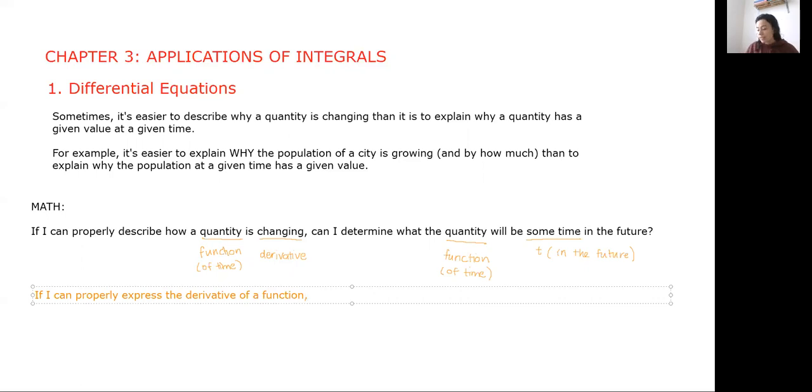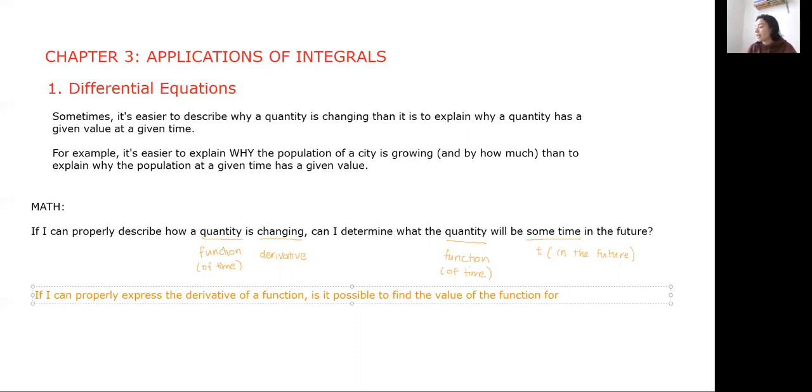which is equivalent to saying, if I can properly describe how a quantity is changing, so these two things are the same, just that this is in terms of math, then my question is, can I determine the quantity of the function? So can I determine the value of the function at a given t that is in the future? So is it possible to find the value of the function for some value of t?